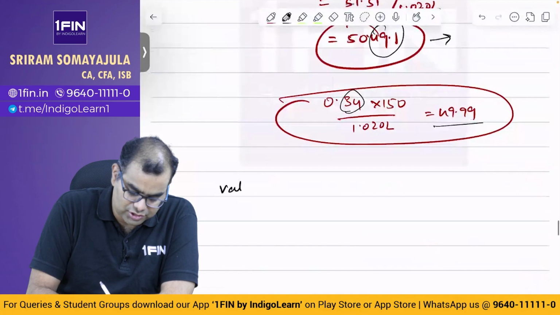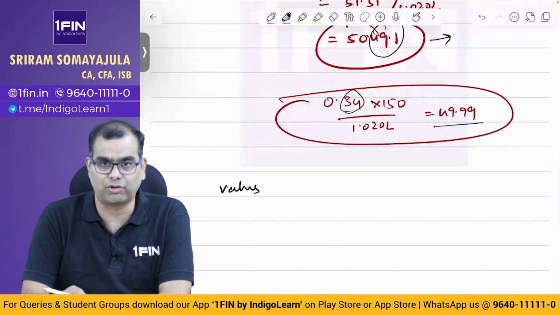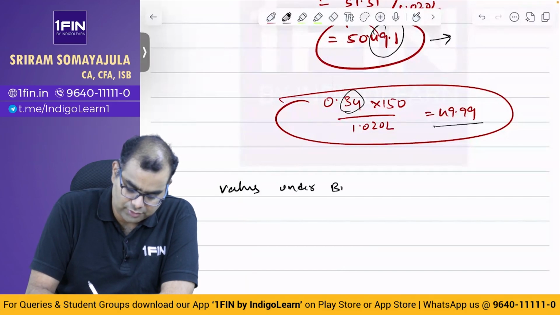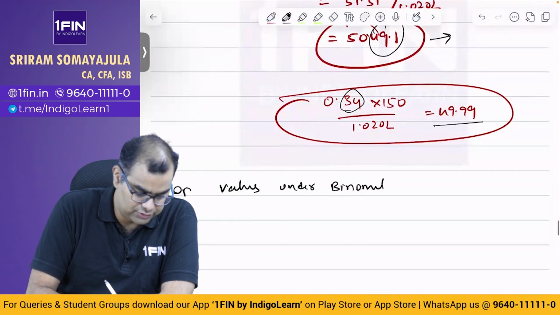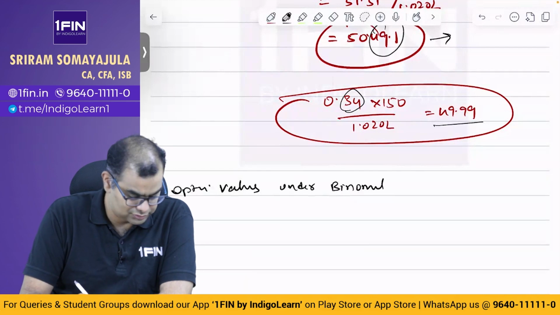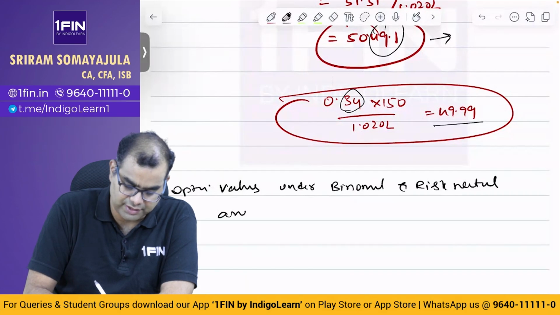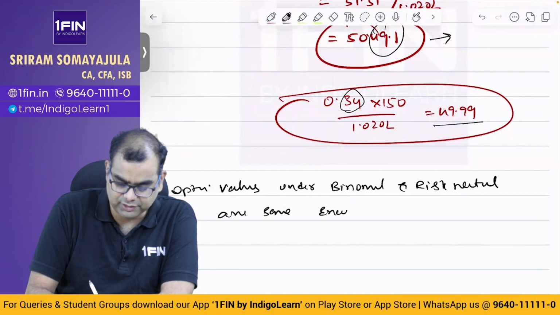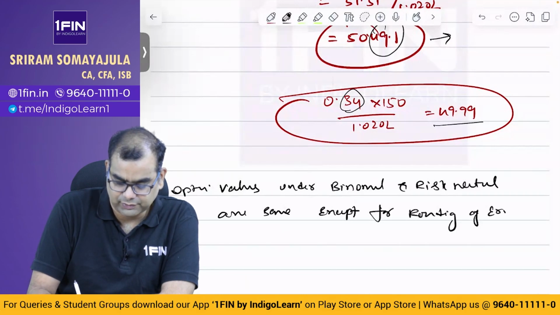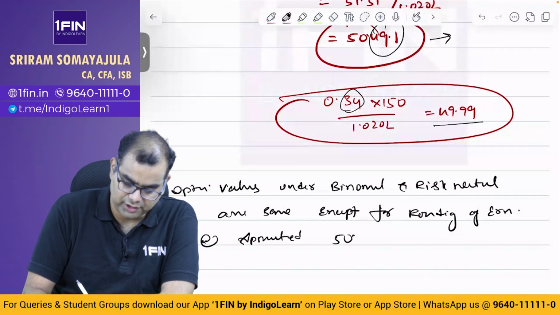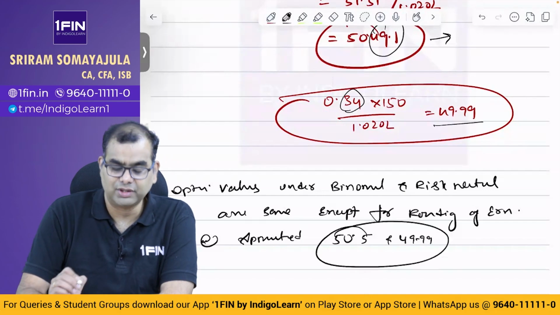So if you follow this 2 decimal round off, you ideally should get the same answer. Values under binomial option values and risk neutral are the same except for rounding off errors, at approximately 50.5 and 49.99. Okay, this is the thing.